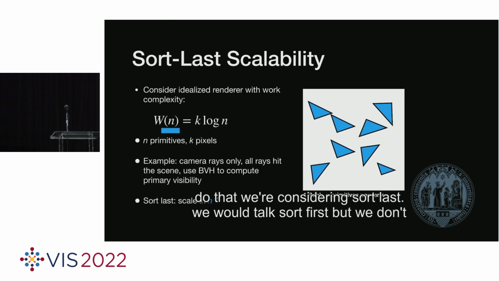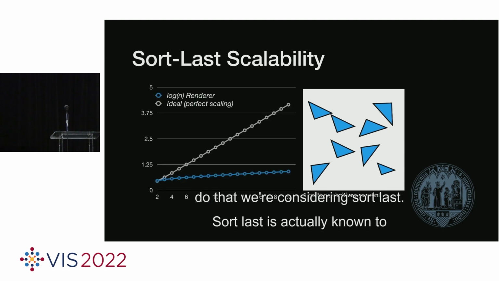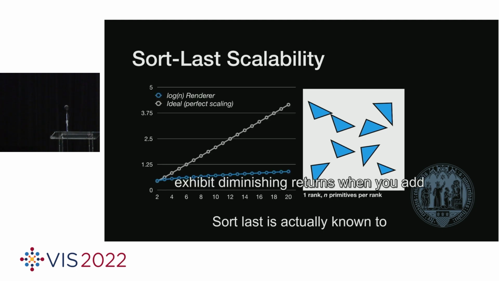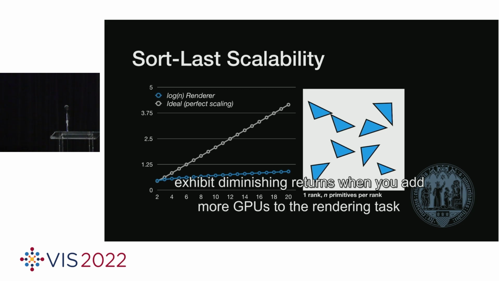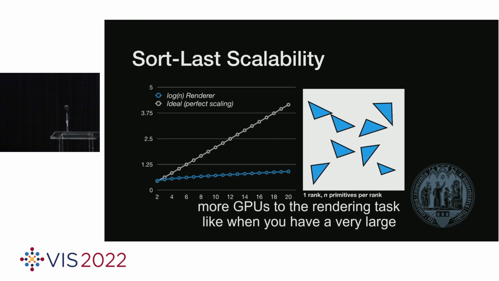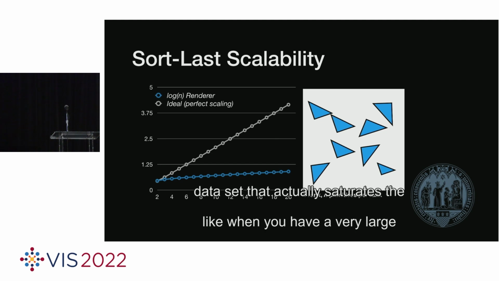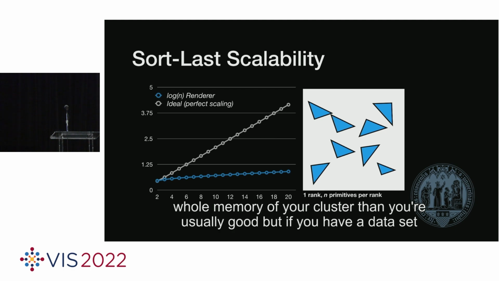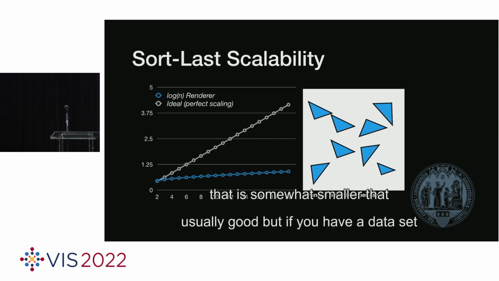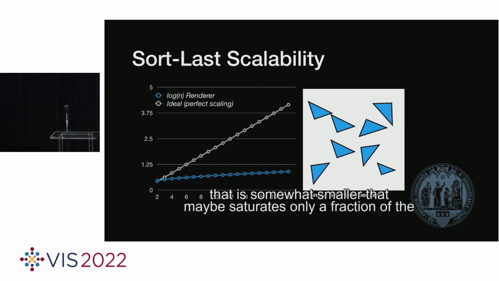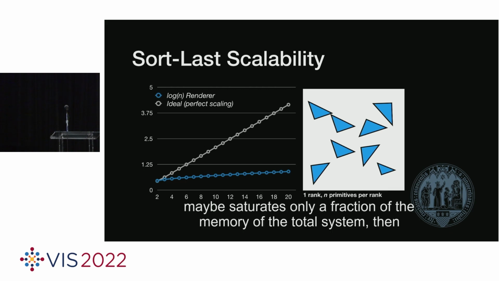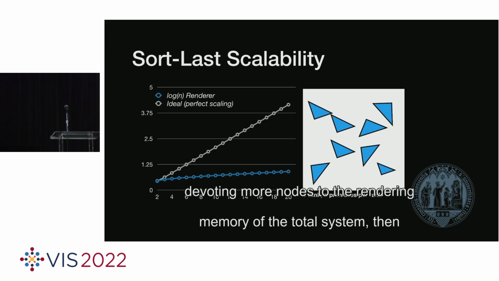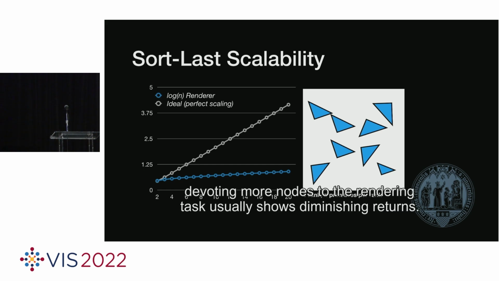Sort last is actually known to exhibit diminishing returns when you add more GPUs to the rendering task. When you have a very large data set that saturates the whole memory of your cluster, then you're usually good. But if you have a data set that is somewhat smaller, that saturates only a fraction of the memory of the total system, then devoting more nodes to the rendering task usually shows diminishing returns.